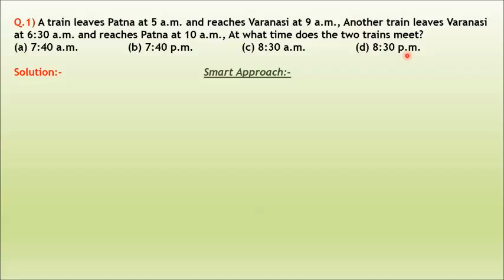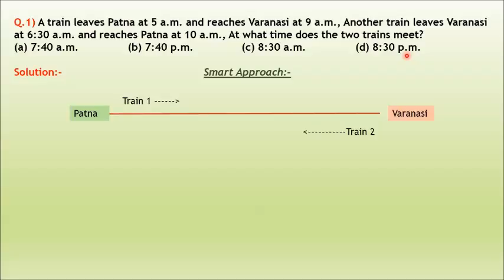Now we will talk about the approach and the concept. And the concept is, when two trains run in opposite directions, or we can say if they move towards each other, they cover the distance between them together and their speeds get added to obtain the relative speed. Almost every train problem depends upon the time, distance and speed formula. So here we will look at the time, speed and distance.